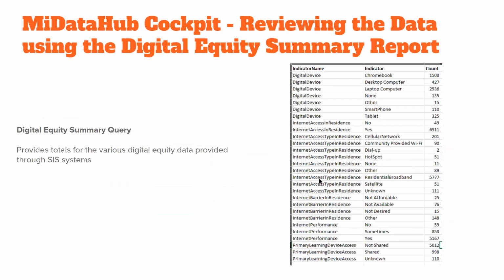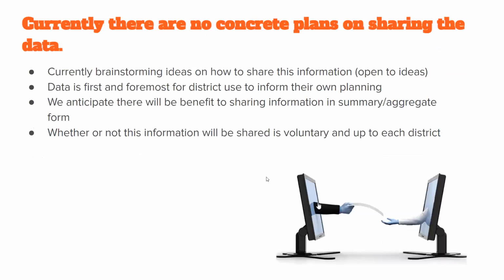So the last report sample I wanted to show was the digital equity summary query. And this one just provides the summary of the data. So it kind of aggregates the data by question type. So it's going to show you the number of respondees that responded as a Chromebook of their digital device or a laptop computer, and if they have internet access in residence. So it really helps provide that summary level data of that data being collected for your use.